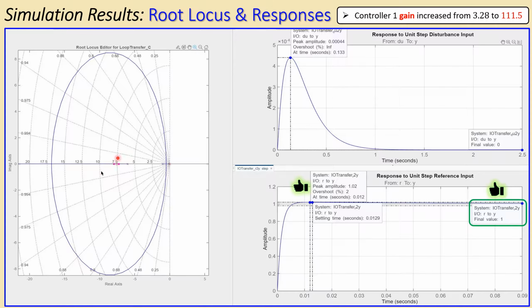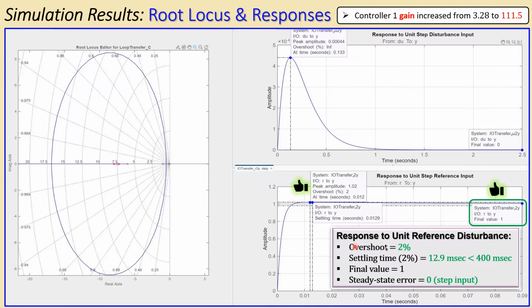So I went with these close poles, the pink dots, all the way to a value for the gain such that the overshoot is exactly 2%. You can of course lower that. And you can also see that the settling time is 0.0129 seconds. So it's 12.9 milliseconds, way smaller than the 400 milliseconds, which is the maximum allowed. So this is very good: the overshoot is at the edge, but in terms of settling time it is excellent.